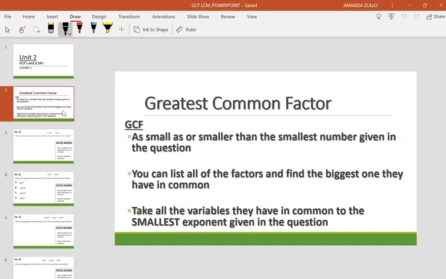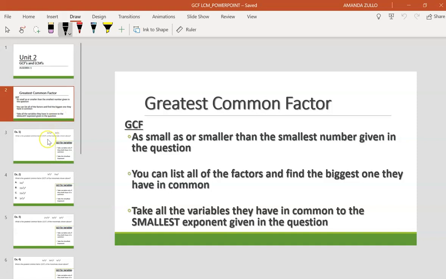To do this, you can list all the factors of each term, and you're finding obviously the biggest or the greatest one that they have in common. And then as for the variables, you're going to take only the ones that they have in common. So that means that if there's 3 terms and only 2 of them have an x and the third one does not, you can't take an x because they don't have that in common. But you take all the variables that they do have in common to the smallest exponent. All right, so that's a little bit backwards. It may be in your head, but you'll see what I mean.